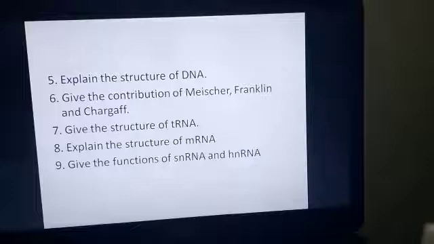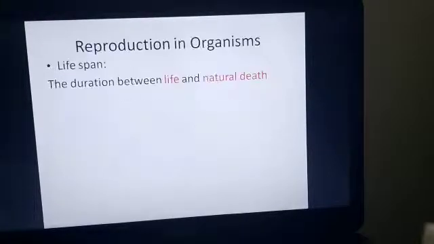Secondly, when you come to the RNA, the questions pertaining to tRNA structure, that is the cloverleaf model, structure of mRNA, and functions of snRNA and hnRNA are also very important. So please be ready with these particular questions, and you can prepare your own answers. If you find anything difficult, then you can just text me. I'll help you out with answers.